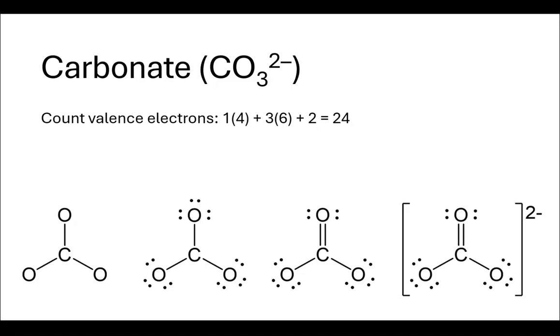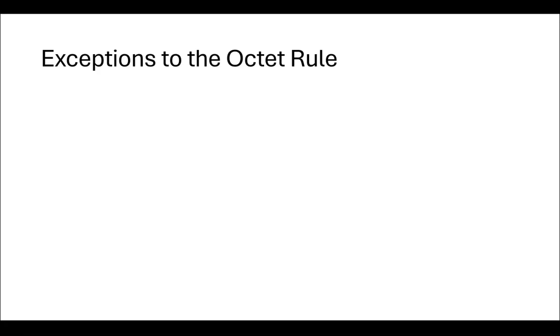Okay, let's move on to what's on the back of the sheet. And what's on the back of the sheet is a discussion of exceptions to the octet rule. We've talked about the fact that every atom, other than hydrogen, hydrogen cannot have more than 2 electrons in its valence shell because it's in period 1. But every other atom typically wants to have 8 electrons in its valence shell.